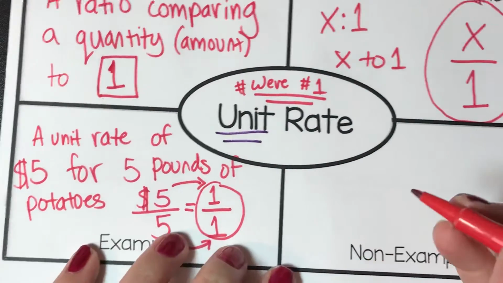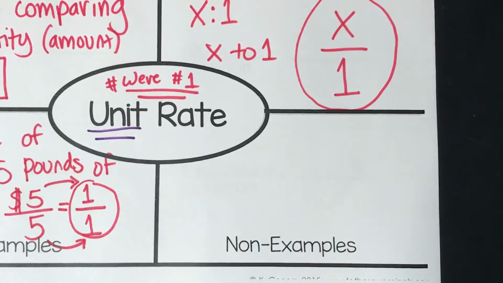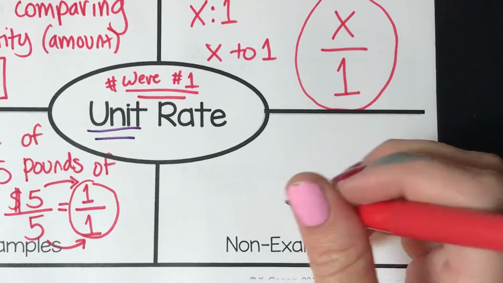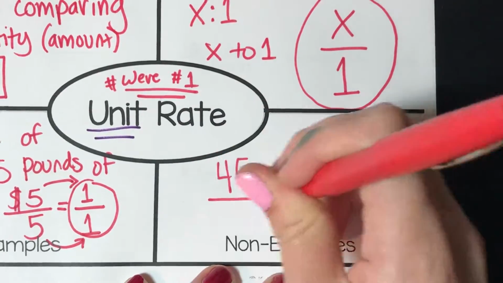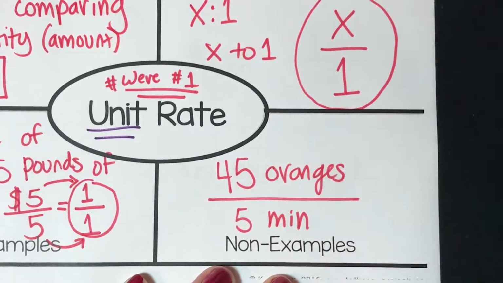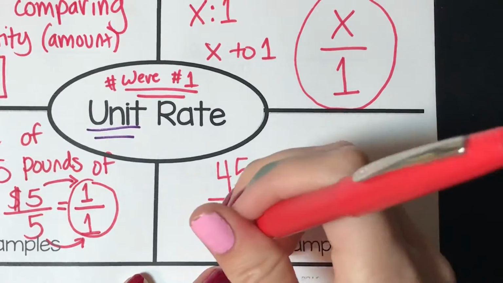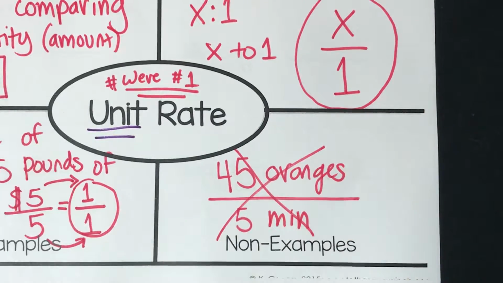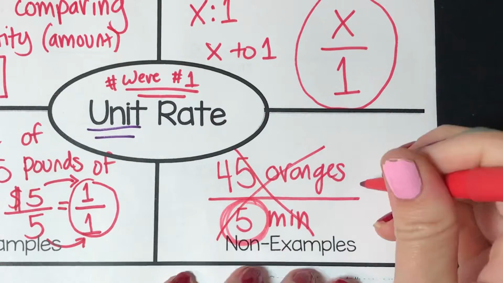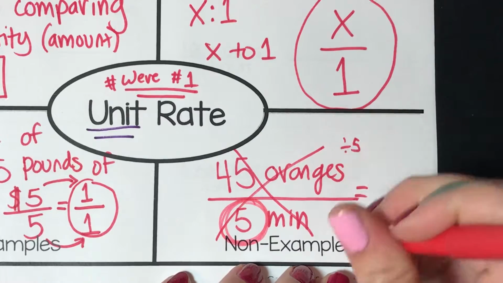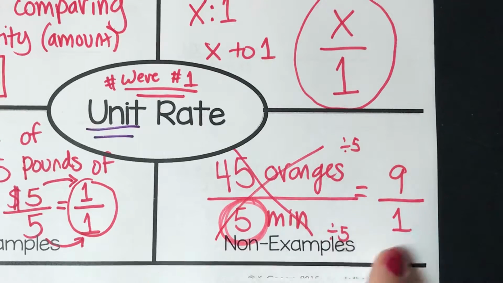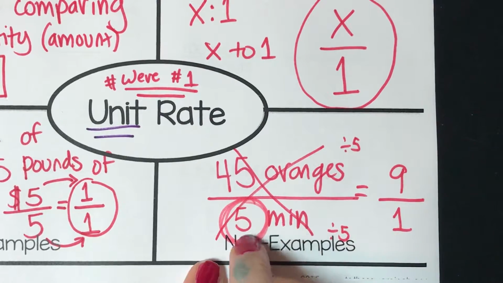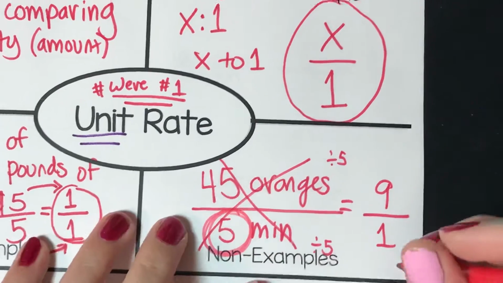And they won't all look exactly like this. A non-example would be something like 45 oranges were peeled in 5 minutes. This is not a unit rate. This is not compared to 1. You need this to be the number 1. You can simplify it, because I can divide both the top and the bottom by 5. And now I have 9 over 1. This is the unit rate right here. If it looks like this, if there isn't a 1 on the bottom, it's not a unit rate.